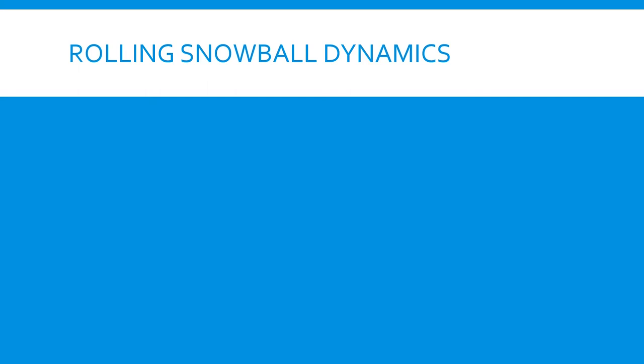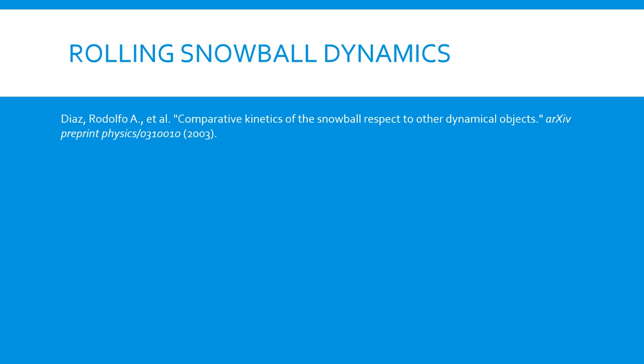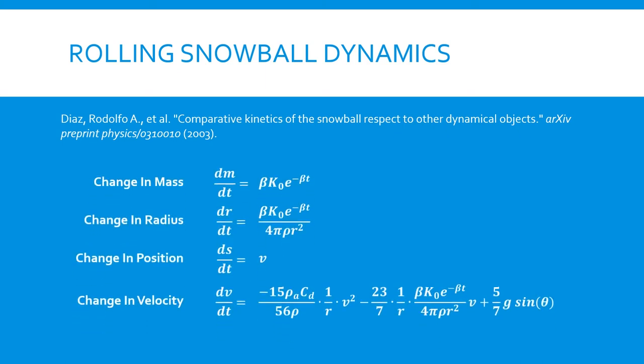To begin, we need a model of the snowball dynamics. For this example, we'll be using a model presented in Comparative Kinetics of the Snowball Respect to Other Dynamical Objects by Rodolfo Diaz. From this paper, we'll take four main differential equations. One for the change in mass of the snowball over time, one for the change in radius over time, one for the change in position, and one for the change in velocity over time. Don't worry too much about the details of these equations. We'll be focusing on how to use them for optimization.